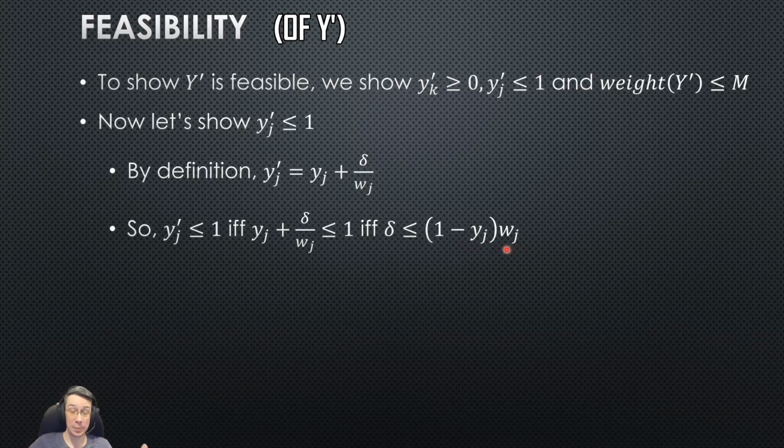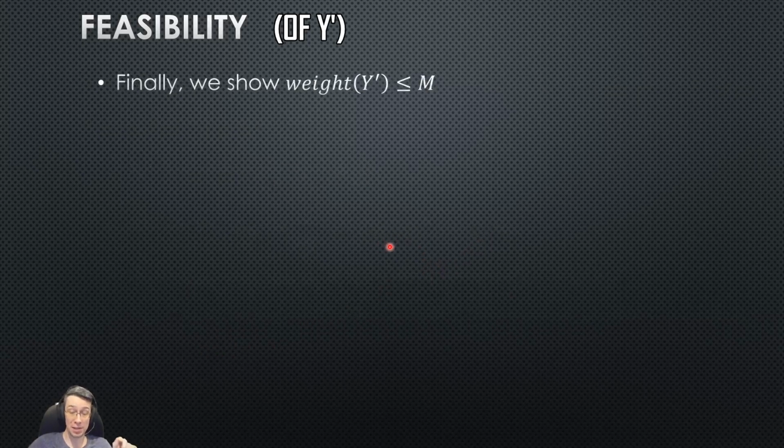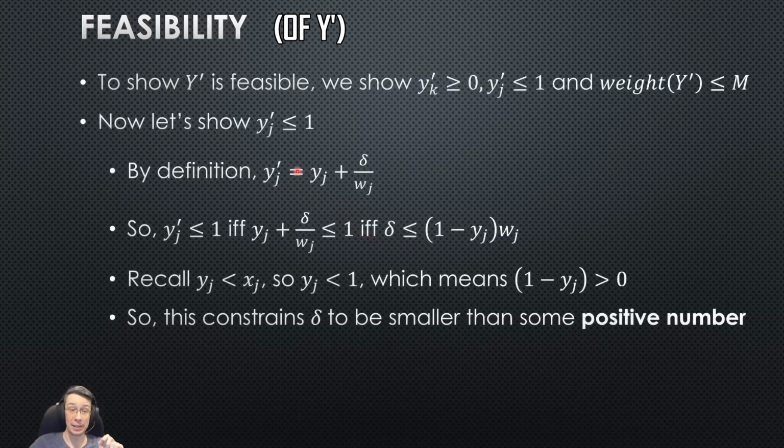We know wj is positive. Why is 1 minus yj positive? Well, remember, yj is less than xj. We argued that a couple of slides ago, so it has to be less than 1. If it's less than 1, then 1 minus yj is positive. So this constrains delta to be smaller than some positive number, but that's fine because that means we can find a positive delta to make this statement true.